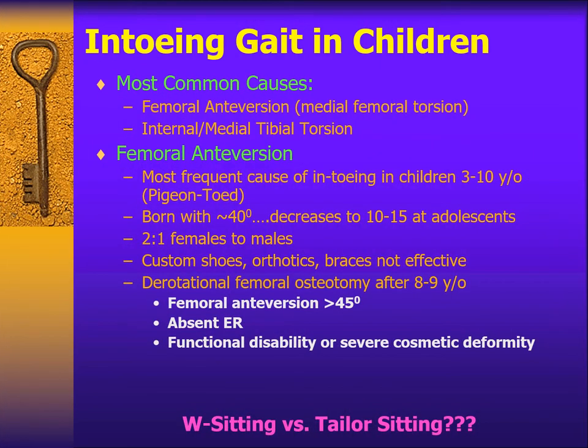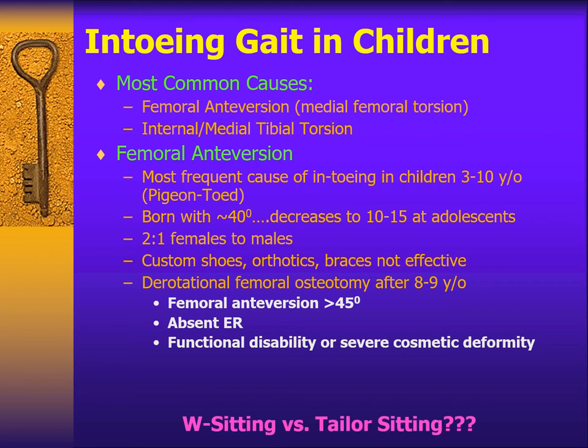We mentioned that femoral anteversion will lead to compensatory in-toeing during gait. And with respect to children, femoral anteversion as well as internal and medial tibial torsion are some of the most common causes of younger individuals having an in-toed gait. Again, we sometimes see this in kids age 3 to 10. Individuals are born with about 40 degrees of femoral anteversion and it decreases to about 10 to 15 degrees in adolescence. It's more common in young girls than boys.